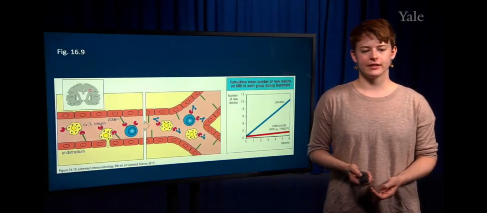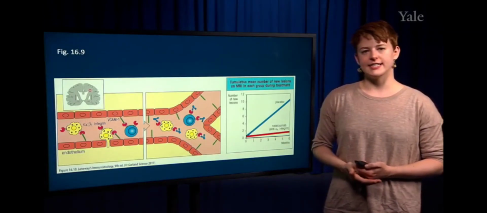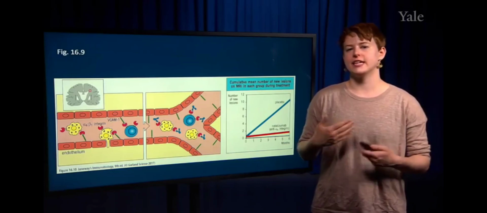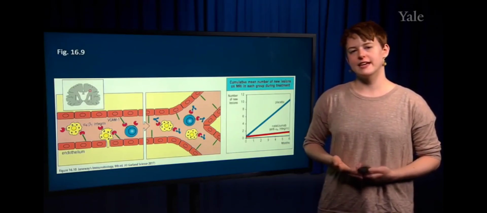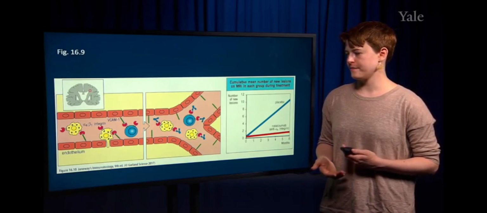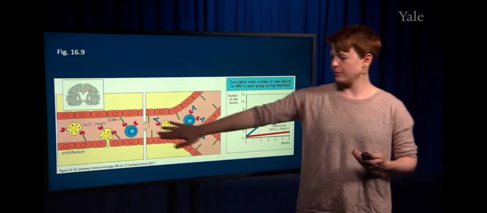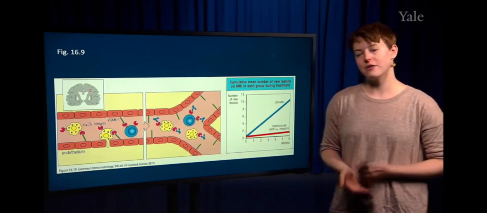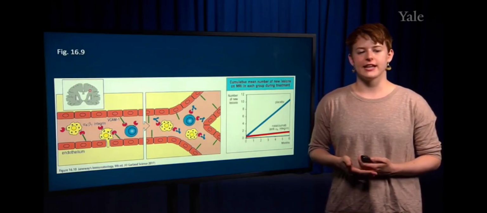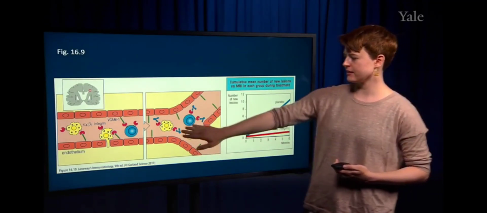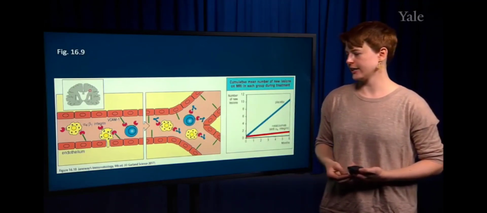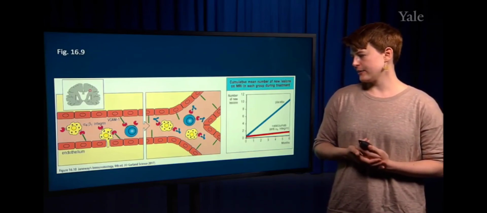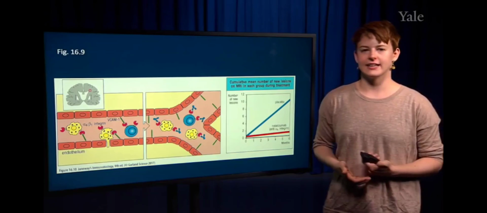In this figure, we have a diagram of how this might work. Typically, you'd have these cells in yellow rolling along the endothelium, and when they come in contact with these integrin molecules, they will bind and therefore transit across into the tissues. However, if you give someone a monoclonal antibody, this antibody will bind to those integrins, thereby blocking the ability of the cells to stick to the molecules on the endothelium and therefore preventing them from entering tissues.